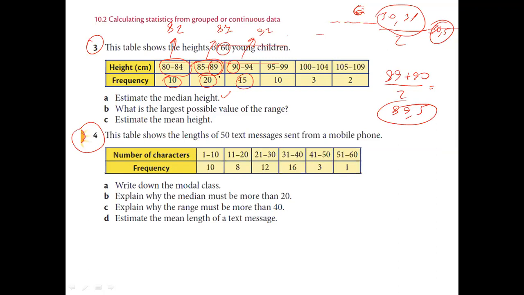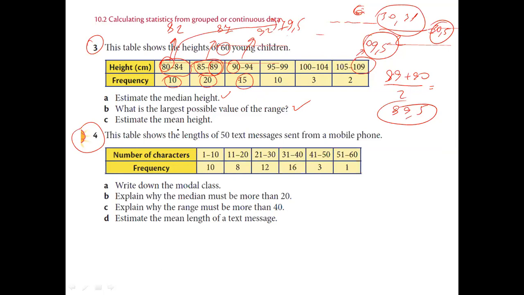And what is the largest possible value of the range? What's the largest? 109, but we can write in decimal form 109.5. Am I right? Yes. Why? If you want to know the answer, you can pause the video and in the next lesson we will explain it, we will check it. And 109.5 is the largest, and the smallest is not 80 but 79.5, and when you subtract it you will find the answer of B.